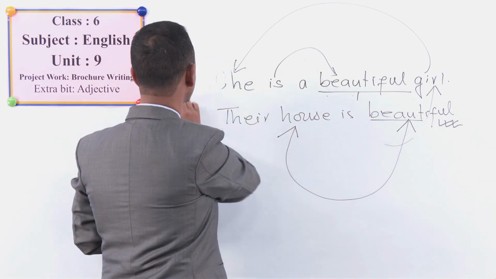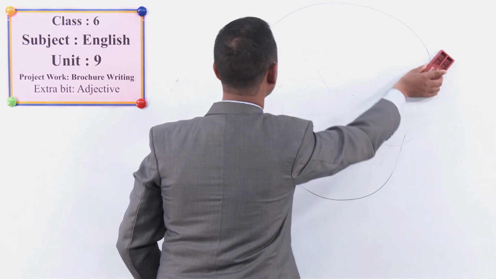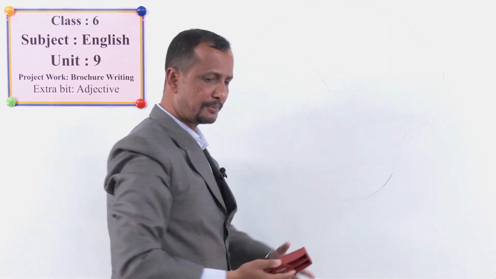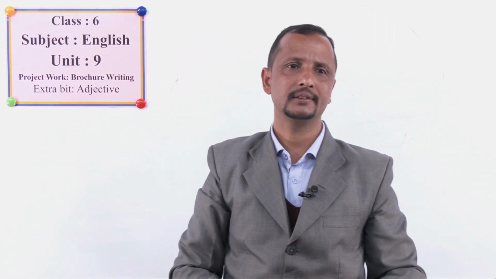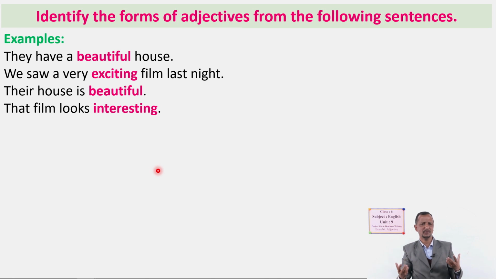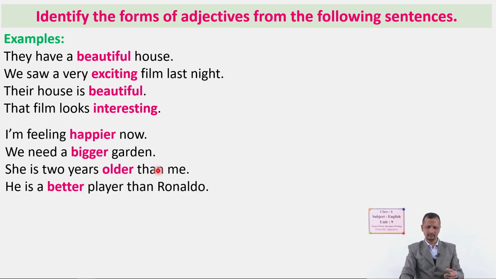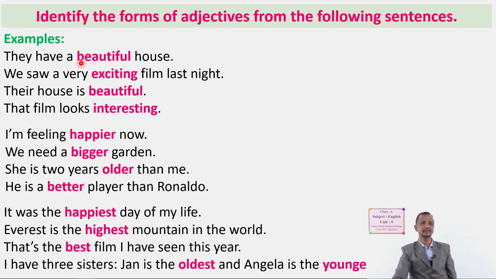First of all, we have to see the sentences here, the examples, and you have to identify. Let's see an example: They have a beautiful house. Earlier you have read these sentences. Okay, let's see, I have given 3 types of adjective here: first one, second one, and third one. Different forms are used over here. Can you identify? Look here. These sentences we already read.